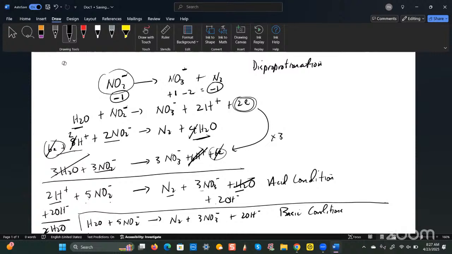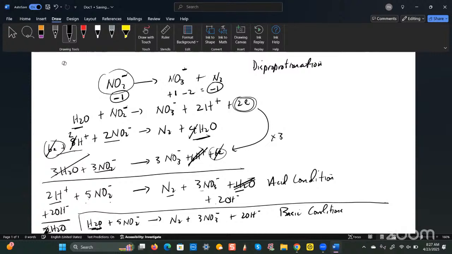Okay, yes, sir. Why is there only one H2O on the left side? Because you mean here? Yeah. Because this H2O here will cancel out one of the 2 H2Os here. Oh, okay. Right, so you'll be left with 1 water molecule on the left side as a result.